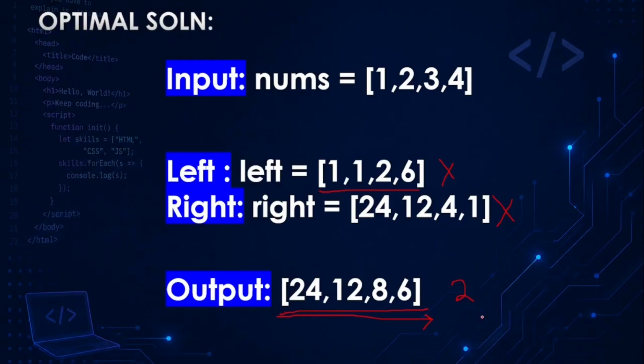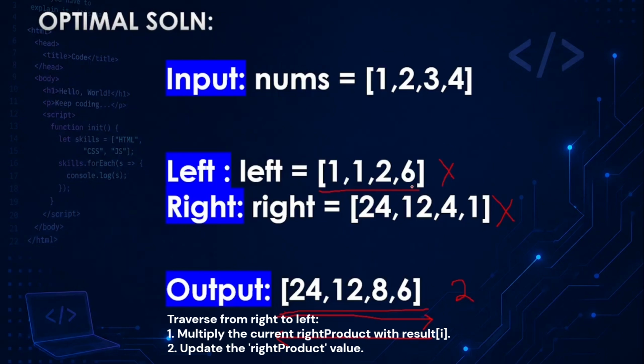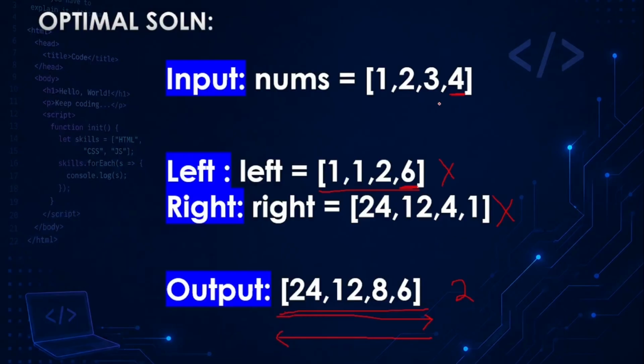In the second step, I'll be taking a variable. Let's name that as right product and I'll be initializing it with 1. Now I'll perform a backward traversal from right to left, and in each iteration I'll be first multiplying the right product with my current element and then updating the value of right product by multiplying it with the current value in the nums array. Alright, so this is the entire logic that we're gonna follow. Let's code it up and you'll have a clear understanding of what I am talking about.